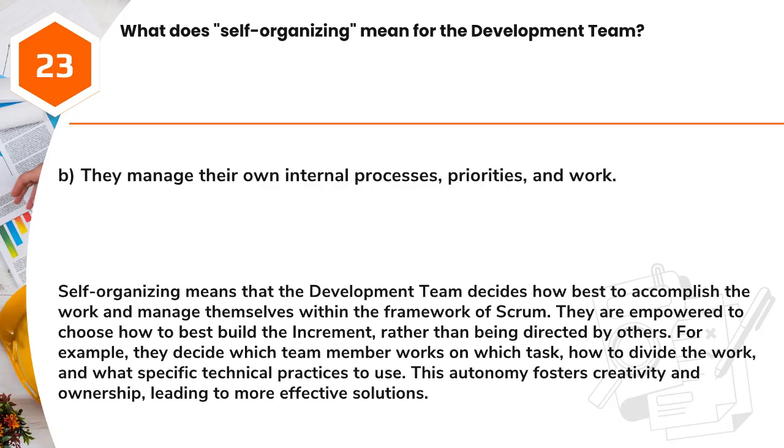Answer: B. They manage their own internal processes, priorities, and work. Self-organizing means that the development team decides how best to accomplish the work and manage themselves within the framework of Scrum. They are empowered to choose how to best build the increment, rather than being directed by others. For example, they decide which team member works on which task, how to divide the work, and what specific technical practices to use. This autonomy fosters creativity and ownership, leading to more effective solutions.